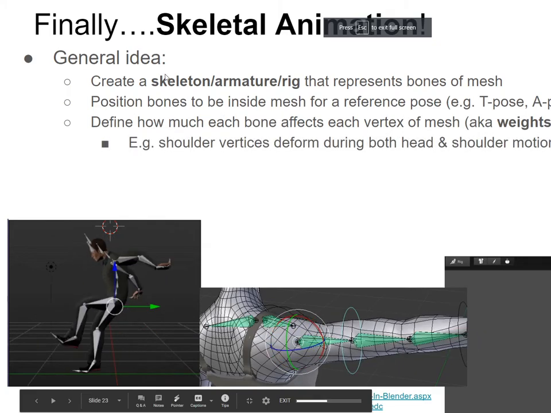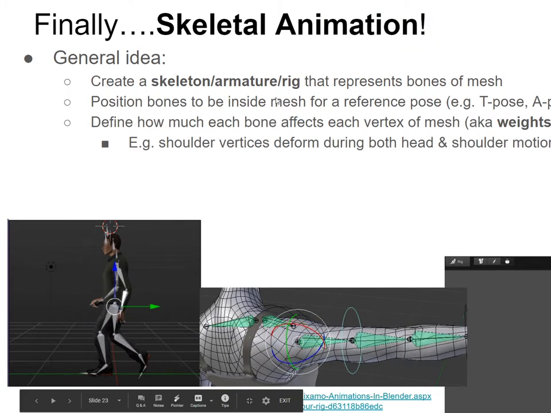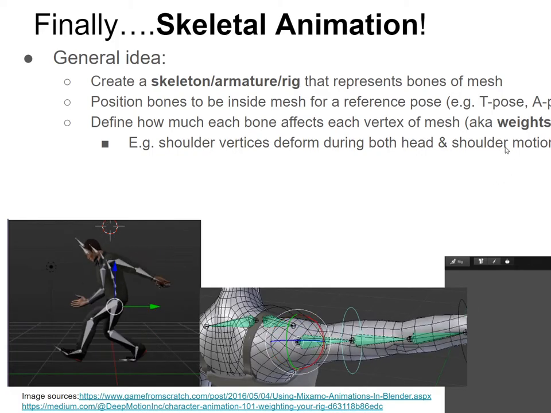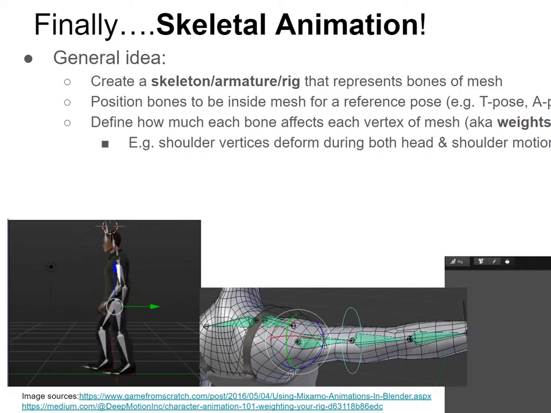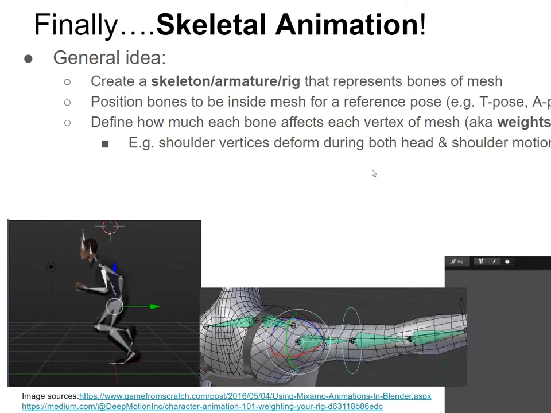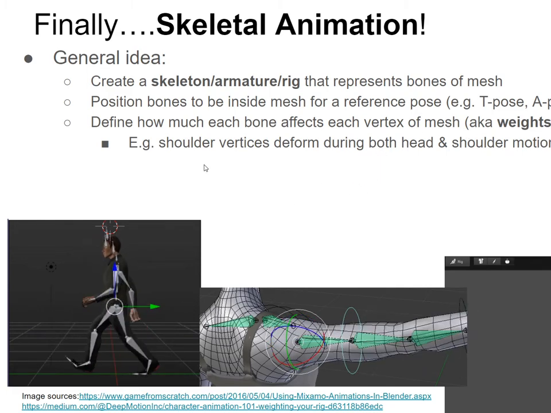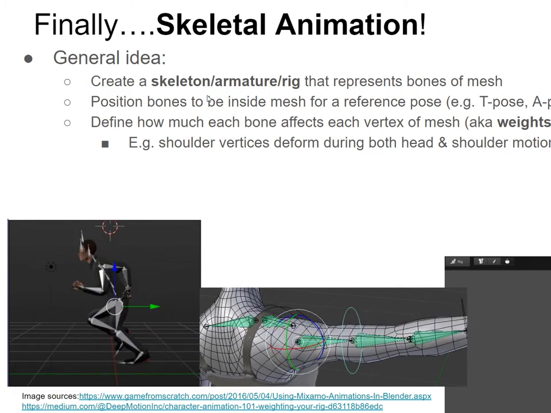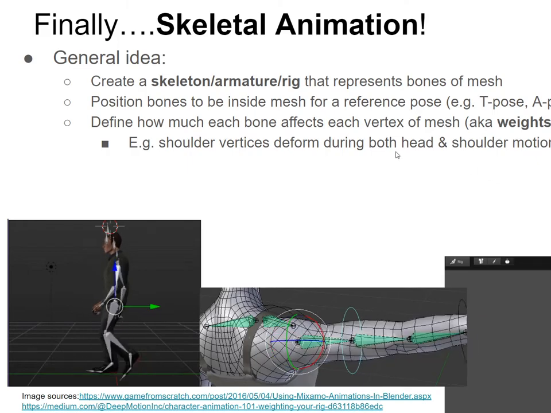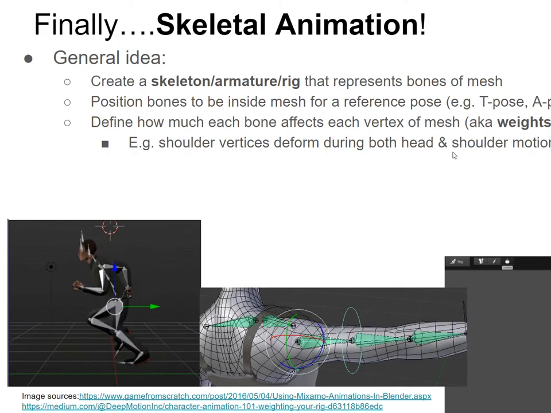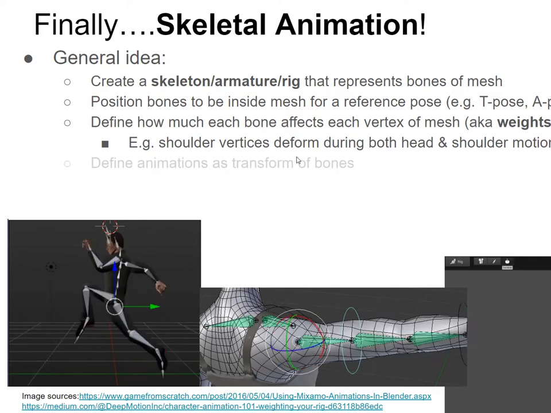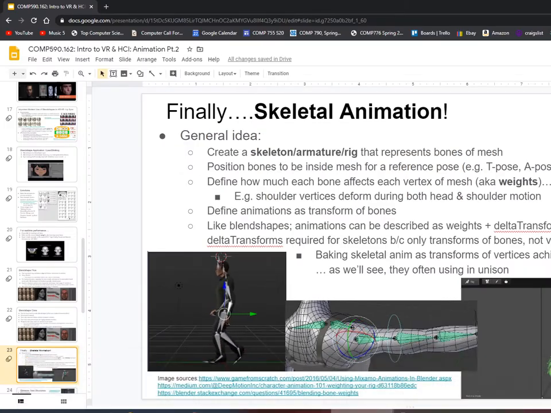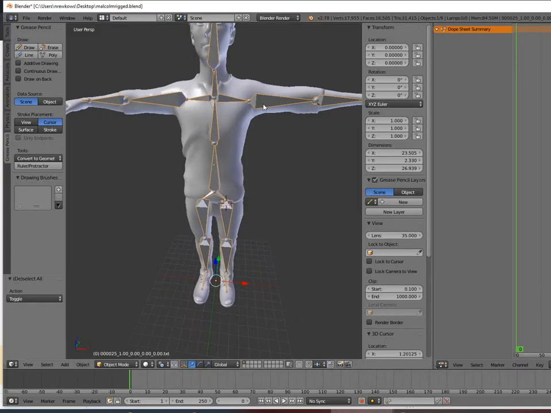Then you define how much a bone will affect the vertices of the mesh. We call these weights, and the entire process is called skinning the mesh. For example, the vertices of your shoulder would deform due to both head and shoulder motion. So I guess I'll show this example again.